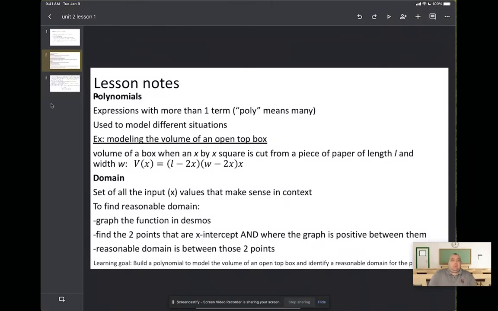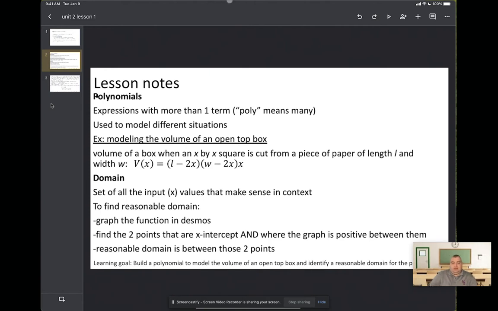Welcome back, everyone. We are going to start Unit 2 today, and really this first lesson of Unit 2 is an intro lesson to the overarching topic of this unit, and that is a polynomial. So a polynomial, as it says here, is simply a mathematical expression that has more than one term.